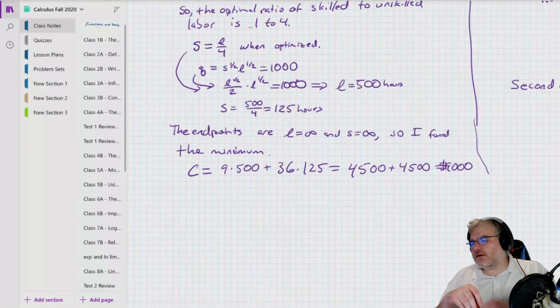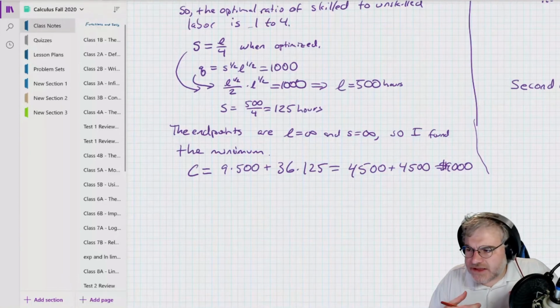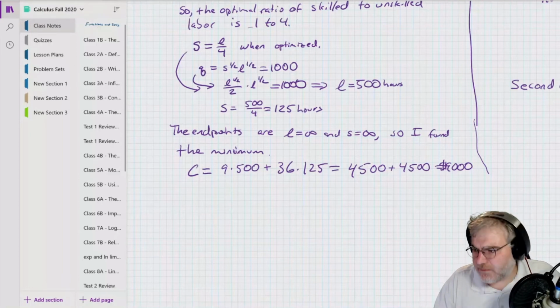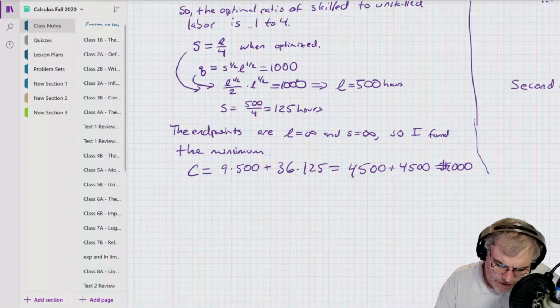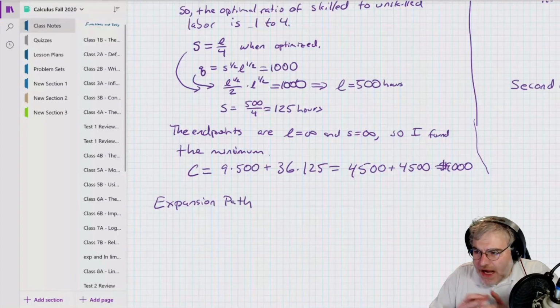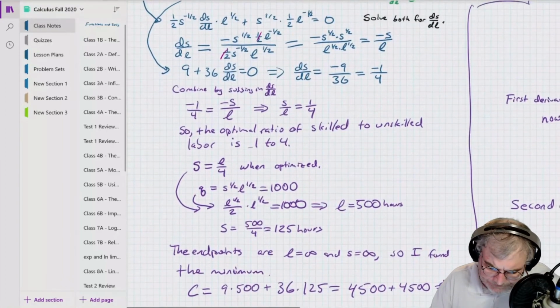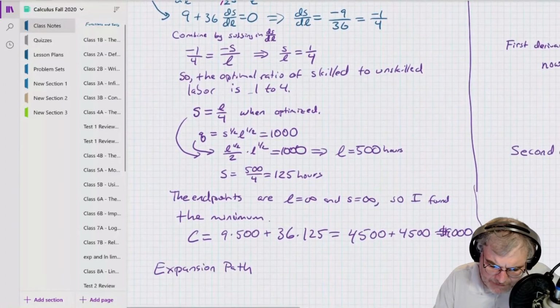Okay. Well, that's cool. But this also lets me quickly solve for an expansion path, right? Just a reminder, the expansion path idea was that I have output as a function of cost. Now, note that I don't have to do all that work again. I don't have to minimize with my abstract C, right? I come up here and I grab my ratio.